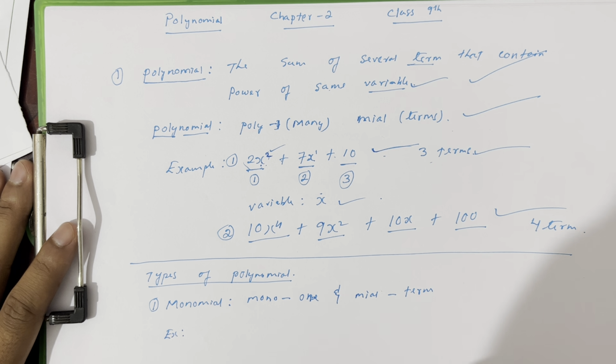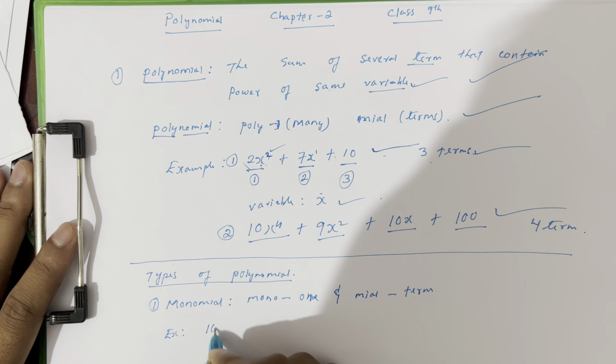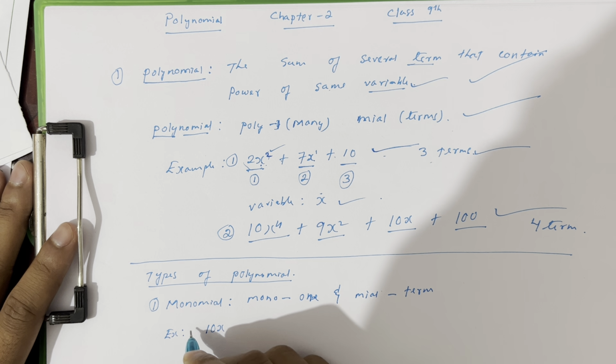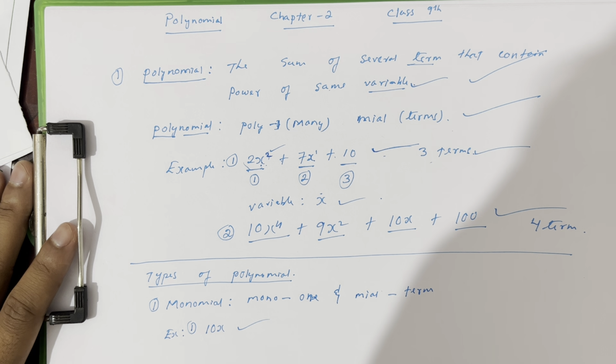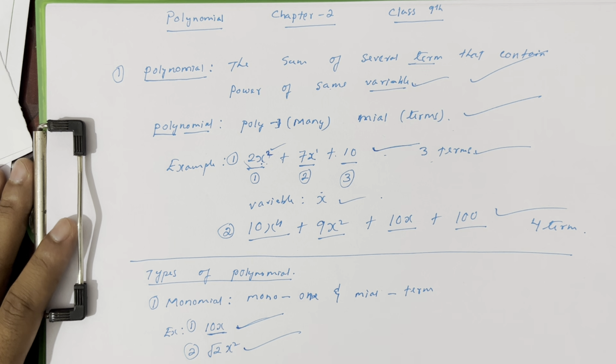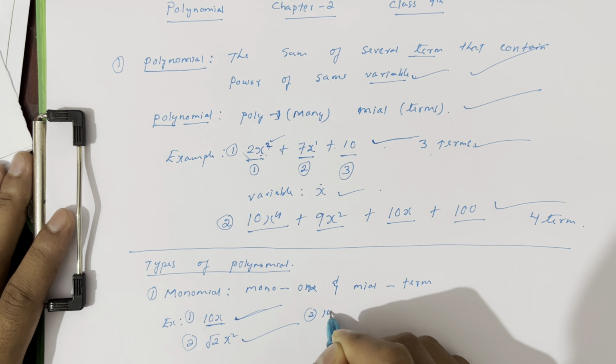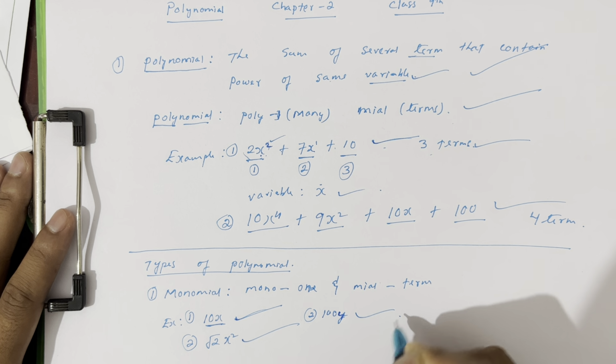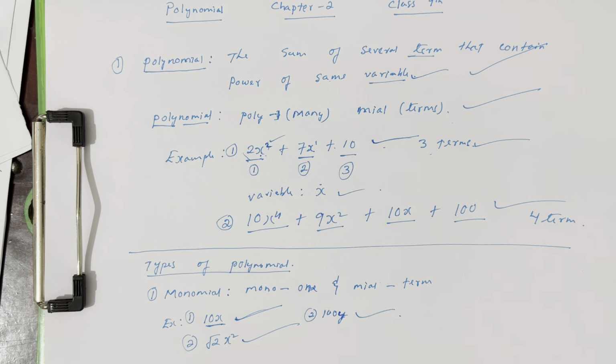Which means one term. Example, you can give like this: 10x. Okay, this is one of the examples of monomial. One term only. How many terms do we have here? One term only. This is also an example of monomial. Another example you can give here: root 2 x square. There are so many you can give, 100y, so many examples. Now I hope you understand. Monomial means one term.